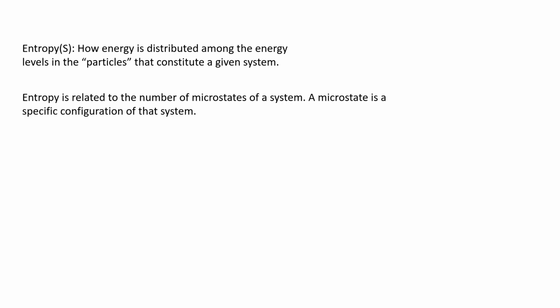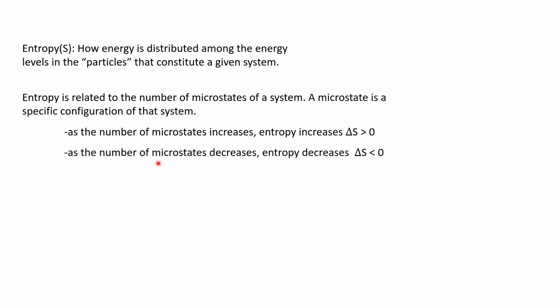Entropy is related to the number of microstates of a system. Now, a microstate is just a specific configuration of that system. Generally speaking, as the number of microstates increases, the entropy will also increase. So you'll have a delta S value that will be greater than 0. It'll be positive. As the number of microstates decreases, the entropy will also decrease, and this will give you a negative value for delta S.